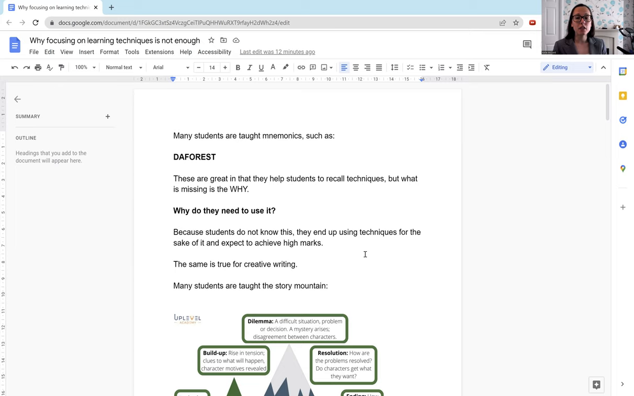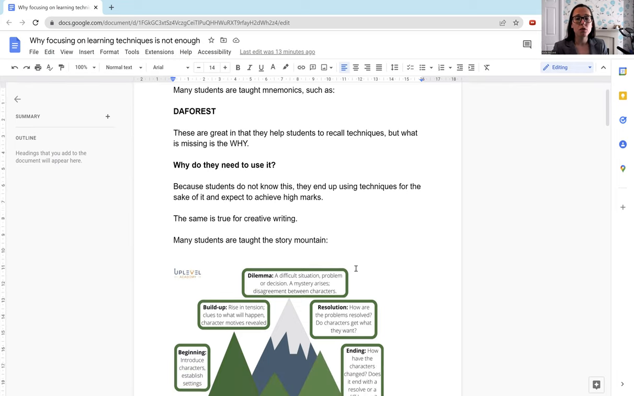Now, why do they need to use it? Why do you need to use these techniques? It's all well and good remembering them, the what, but we need to understand why. Students need to use them because it helps to convey your idea in an impactful manner, okay? That is why we're using them. But too often, because students do not know this, they end up using techniques for the sake of it and expect to achieve high marks, and they don't. And it's frustrating because they feel that they're doing everything right, they're remembering them, but they're not using them effectively.